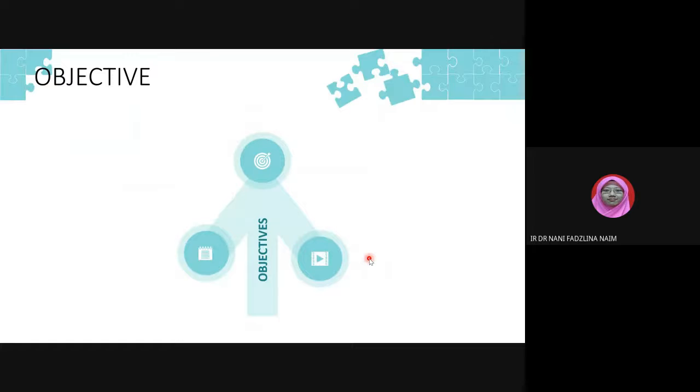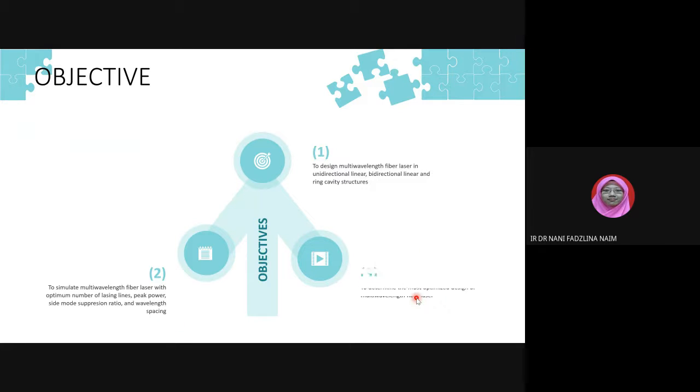So the objective of this project is first, to design a multi-wavelength fiber laser in unidirectional, bidirectional, and ring cavity structure. The second objective is to simulate a multi-wavelength fiber laser with optimum number of lasing lines, peak power, side mode separation ratio, and wavelength spacing. And the third objective is to determine the most optimized design of multi-wavelength fiber laser.